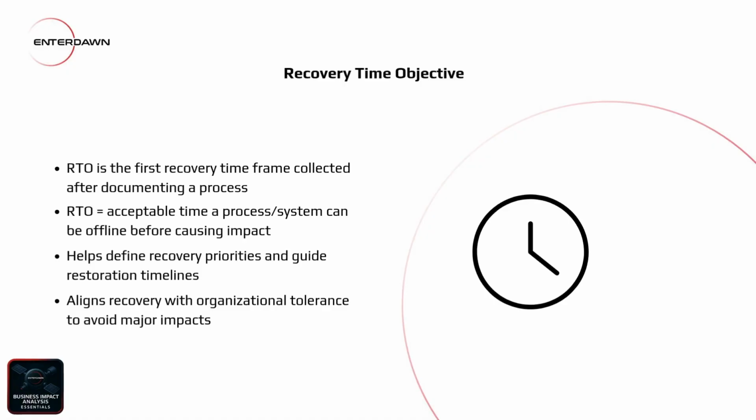Recovery Time Objective, also known as RTO, is the first recovery time frame assessed and should be collected from the process lead immediately after the business process has been documented. RTO, by definition, is the acceptable time that a business process or system can be offline before it impacts operations. It helps define recovery priorities and guides the timeline for bringing systems and processes back online after a disruption.